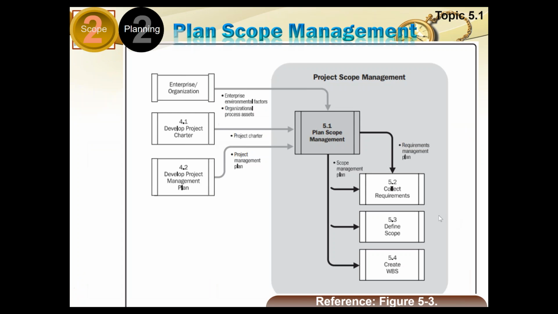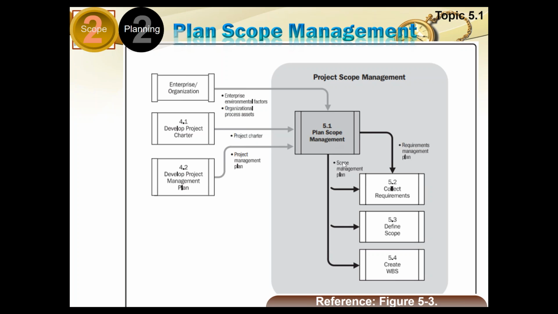Okay, and this is the other diagrammatic layout of that. Exactly the same inputs. Organization gives you enterprise environmental factors and process assets. Develop project charter process 4.1 gave you the charter which you are using in 5.1 scope management. Then 4.2 develop project management plan gave you the project management plan. These are the four inputs required for this process.